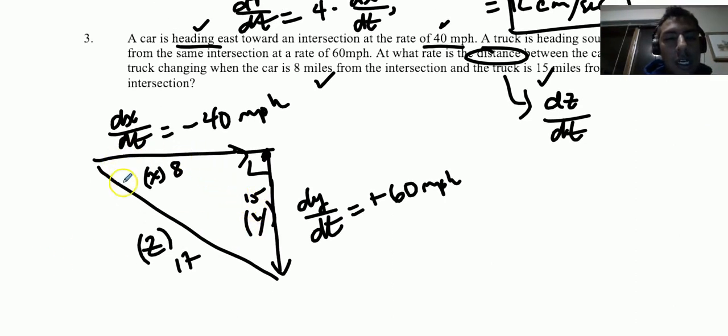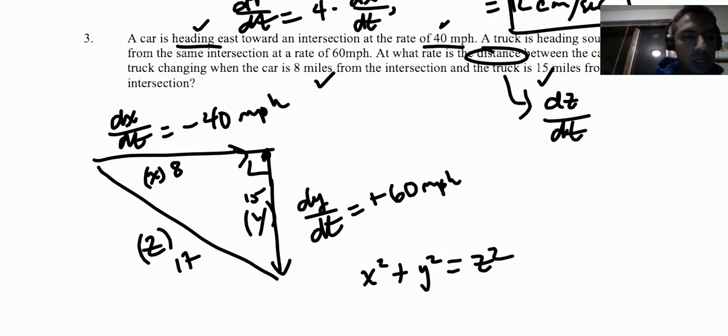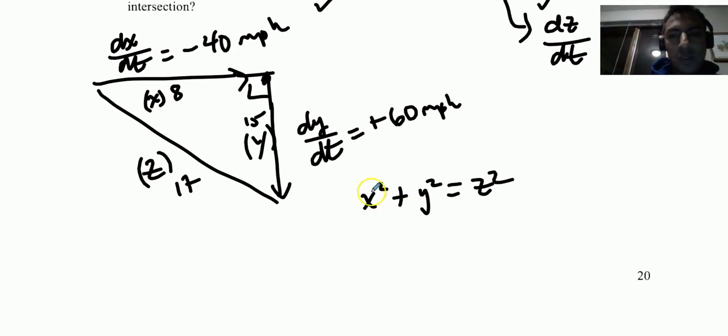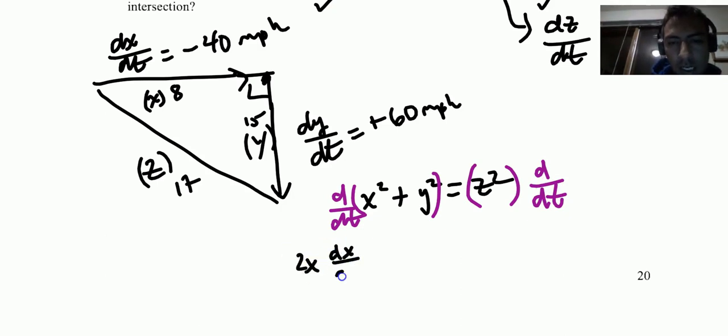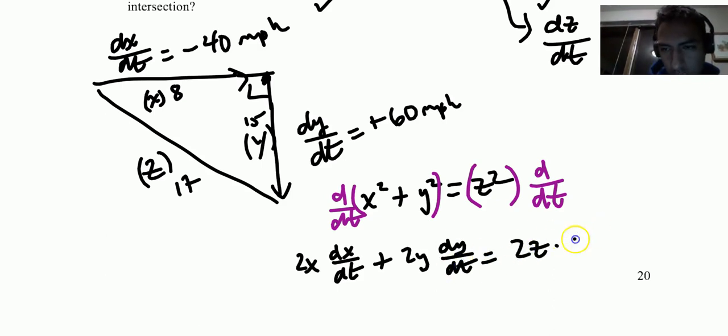So, I need all three variables for this one, and I'll set them up. I need x squared plus y squared equals z squared. And since I'm looking at how this is taking place with respect to time, I'm going to take the derivative with respect to time on both sides of the equation. And I'm going to get 2x dx/dt, and I'm almost done, guys. I know, I've been talking forever. Plus 2y dy/dt is equal to 2z dz/dt.